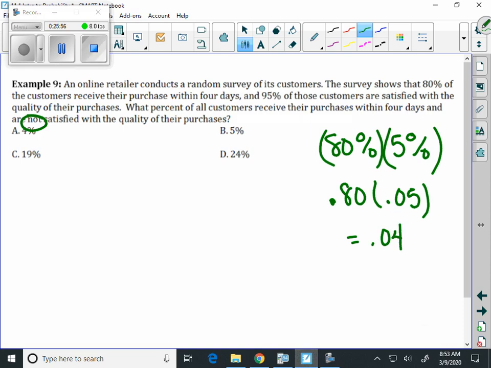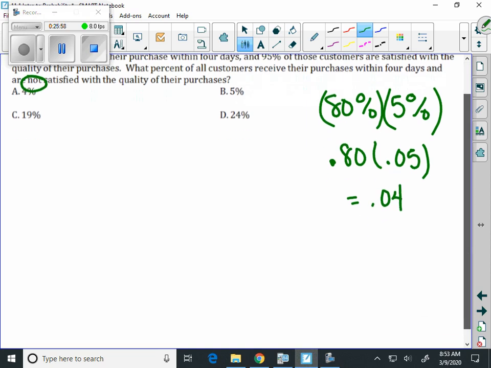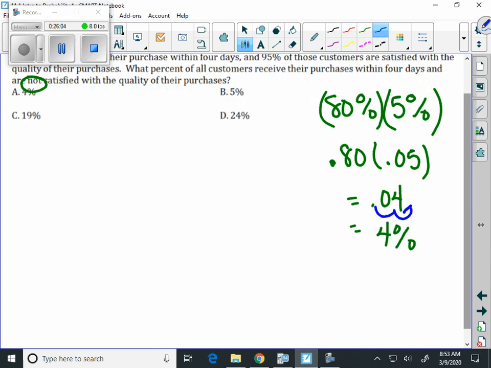And again, that's in terms of decimals. If we convert it back into a percent, that's 4%. We move our decimal 2 spaces back to the right, and I kind of covered it up in terms of our answer, but I think this one says 4%.